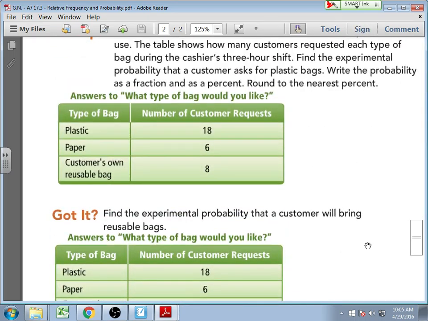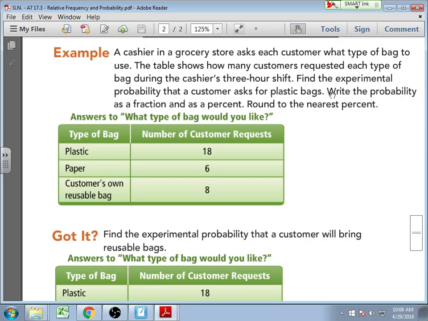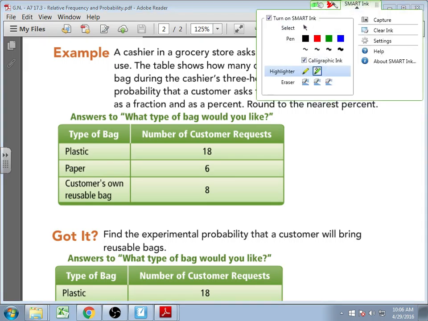So here, write the probability as a fraction and a percent. It's easiest if we go fraction, then decimal, then percent. So, what's the question? Find the experimental probability that the customer asks for a plastic bag.